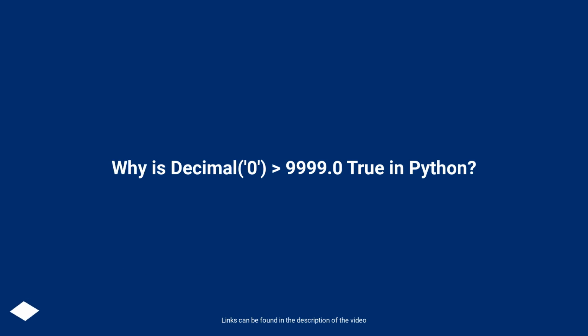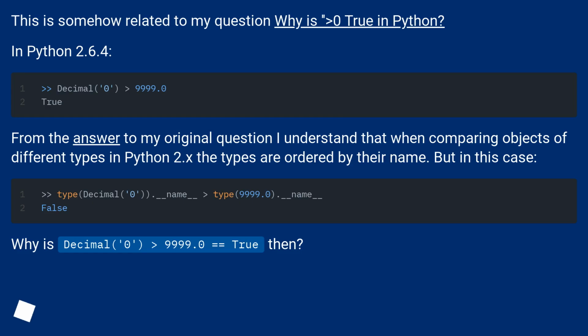Why is decimal 0 greater than 9999.0 true in Python? This is somehow related to my question, why is 0 true in Python? In Python 2.6.4.